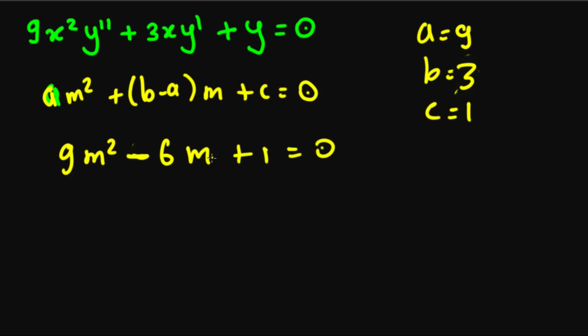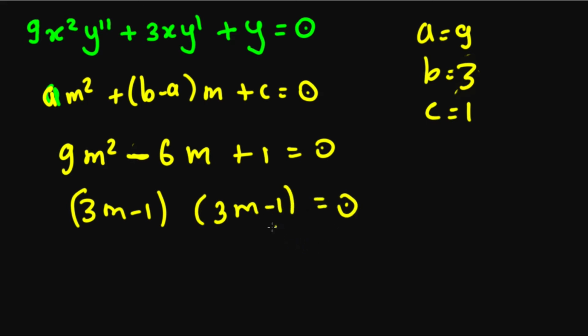Now let's see whether we can factor this one. This is going to be 3m minus 1, 3m minus 1 is equal to 0. Okay, here we are getting m is equal to 1 over 3 and m is equal to 1 over 3.